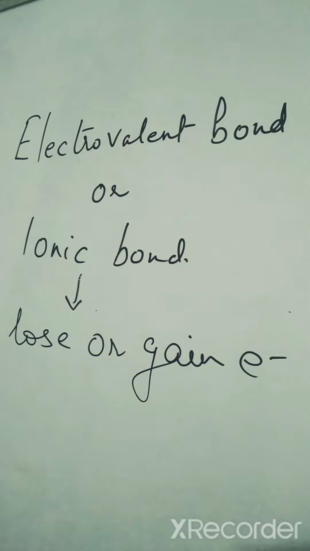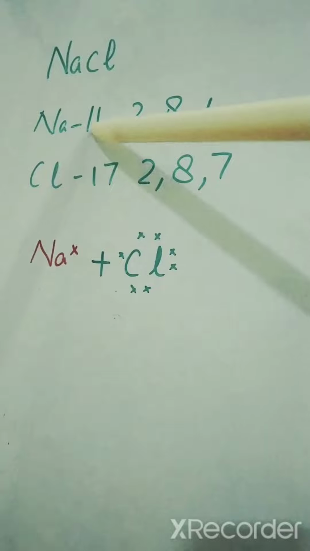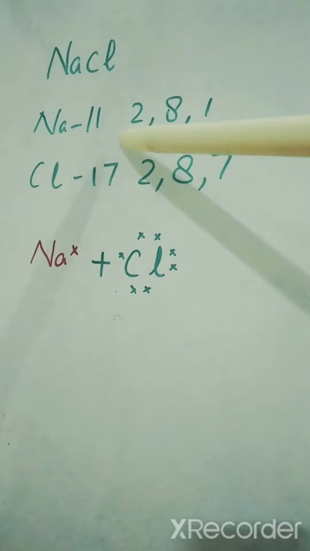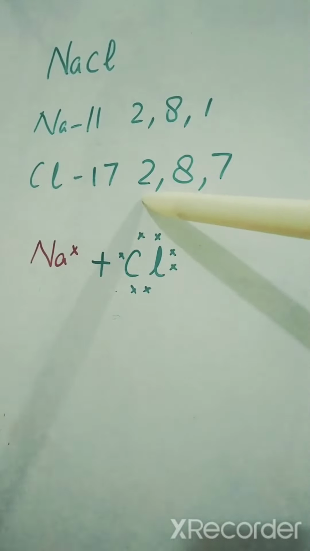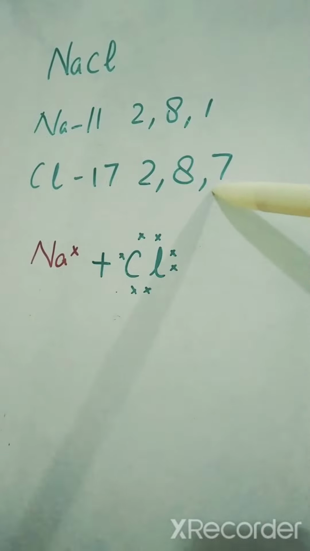Now I am going to teach you how to make electron dot structures for electrovalent or ionic bonds. The first compound is sodium chloride, that is NaCl. First we'll write the atomic number of Na: 11. The atomic number of chlorine: 17. Now write the electronic configuration: 2, 8, 1 and 2, 8, 7. Now how many valence electrons are present in sodium? The valence electron in sodium is 1 and the valence electron in chlorine is 7.